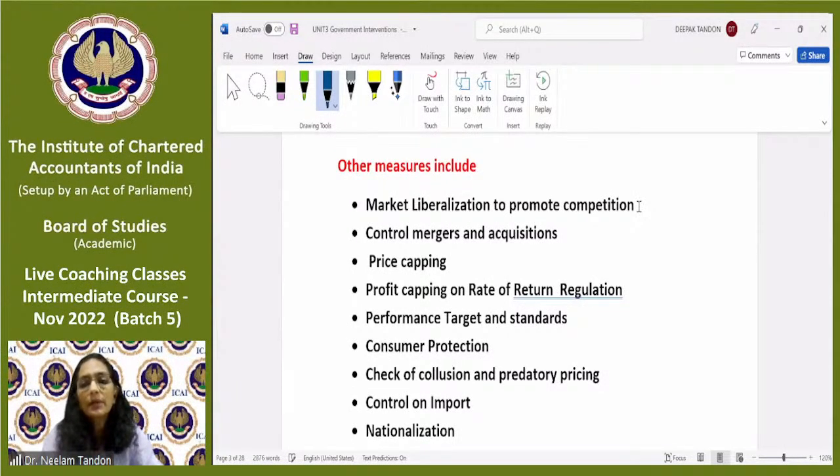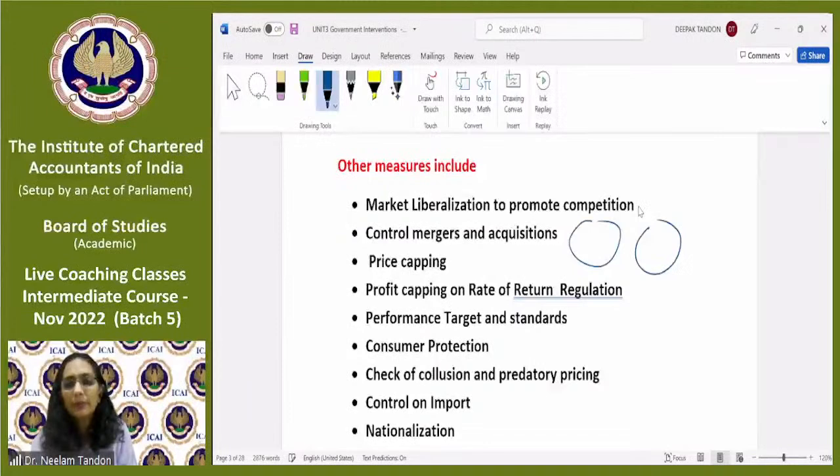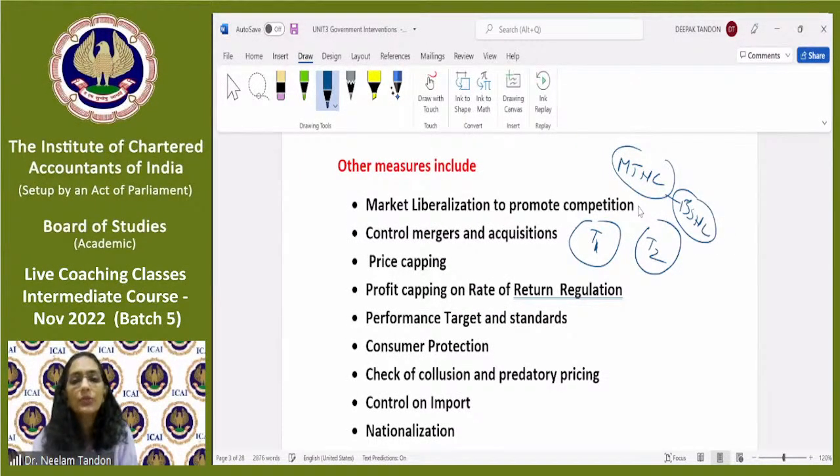Then control mergers and acquisitions. Look at telecom: if all the players go for merging, and they make only two groups in terms of telecom services, what is going to happen? Two telecom companies catering to the entire India. That is why we have MTNL, that is why we have BSNL, to bring the balance here. So they restrict mergers where it leads to market power.